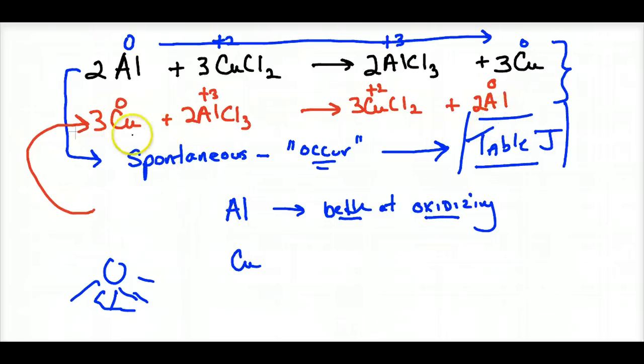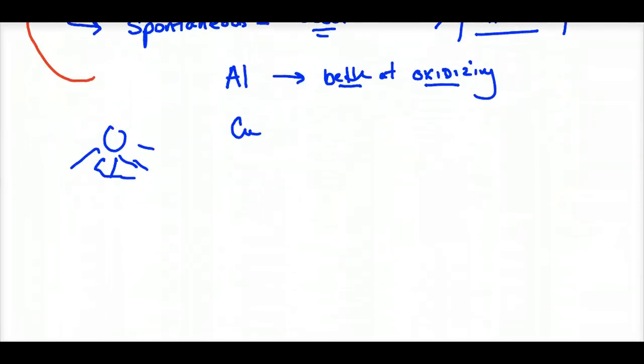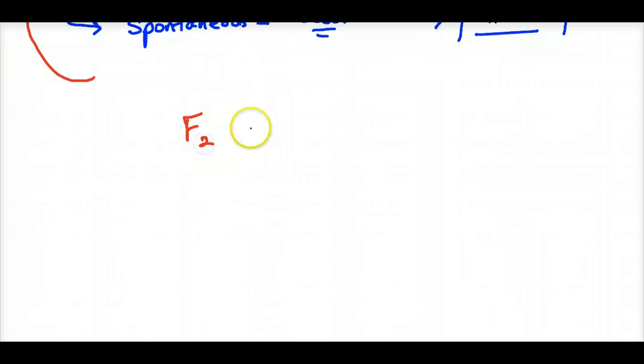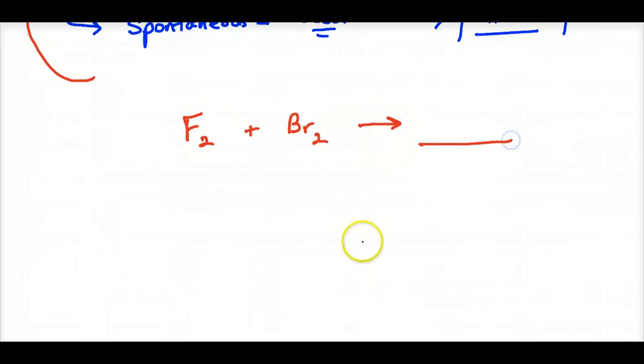Okay, so you can figure out whether something reacts or not by using Table J. However, there are going to be reactions that just have nonmetals. They didn't stop at making Table J from net potentials, they even stretched it out for nonmetals as well. For instance, if I had a reaction where I had fluorine gas and bromine liquid, and they asked you, what compound are you going to make?